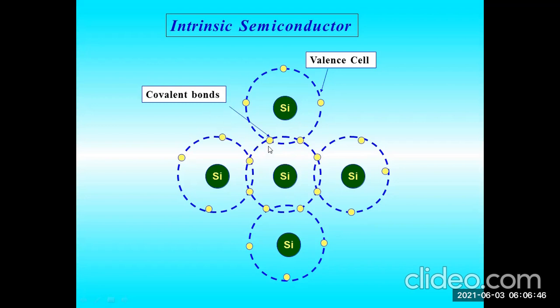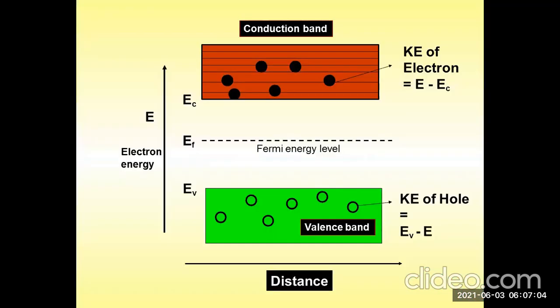So the bond which is formed between these two neighboring atoms, with the electrons present in the valence shell, is called a covalent bond. Hence we say that there are 4 valence electrons in the valence shell of each silicon atom.